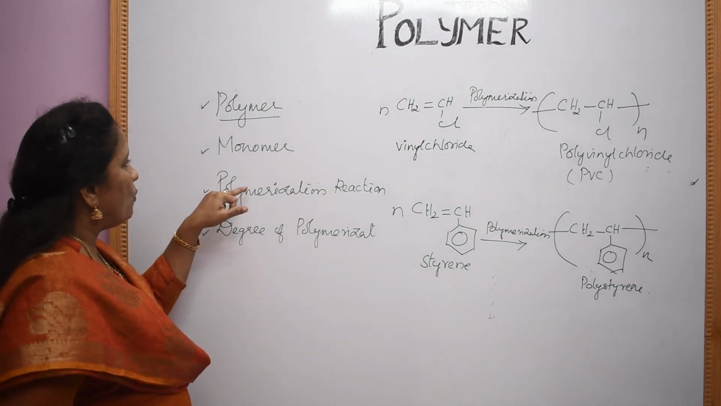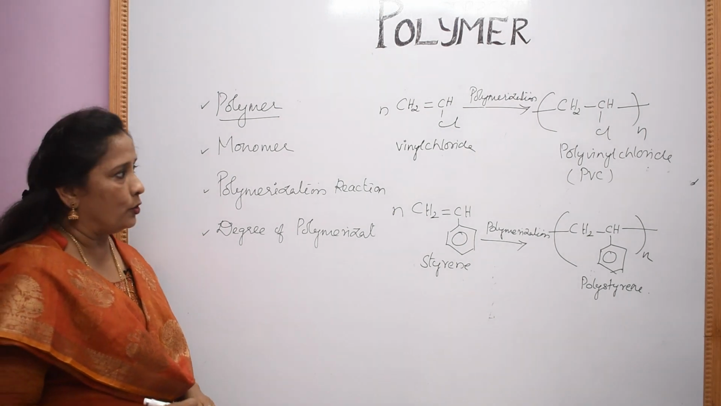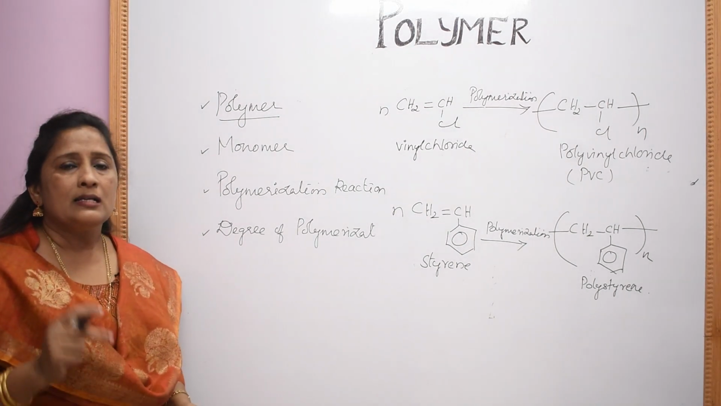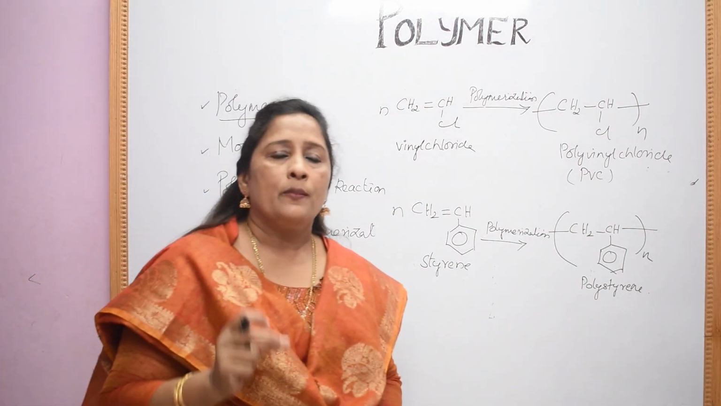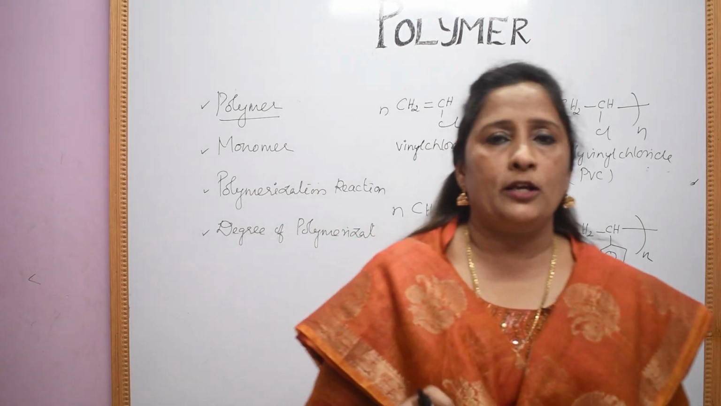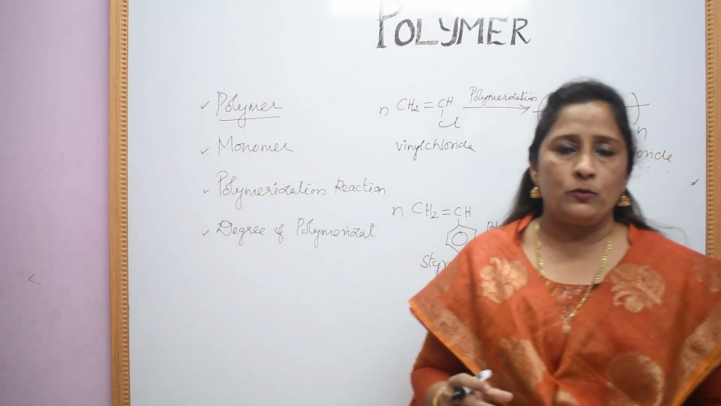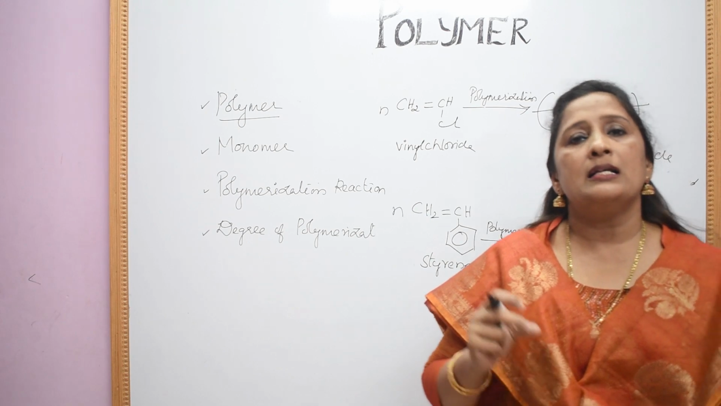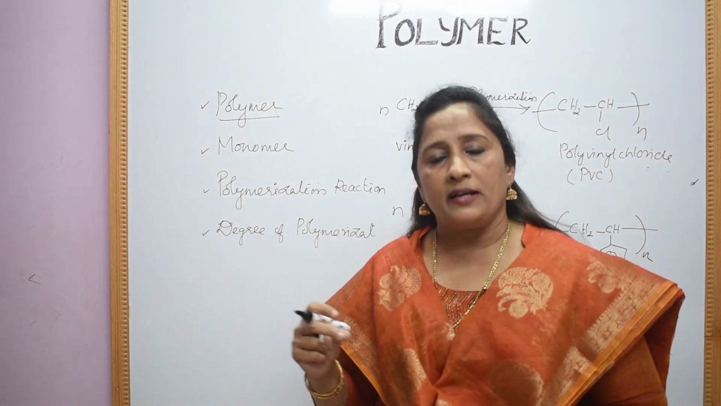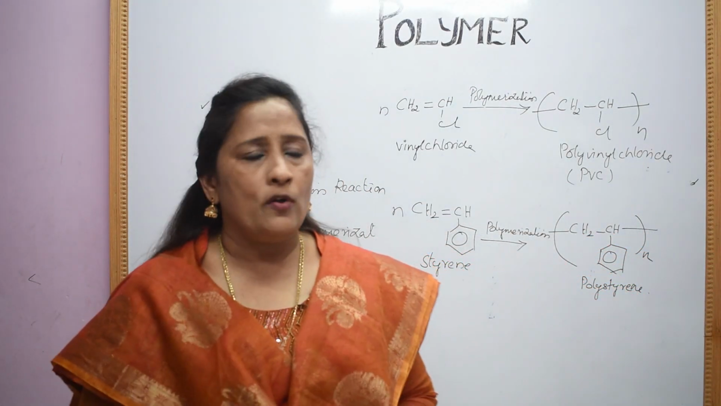So now let us move on to what is a monomer. A monomer is a single repeating unit that is present in the long chain of a polymer. Let me repeat once again. A monomer is a single repeating unit that is present in the long chain of a polymer.